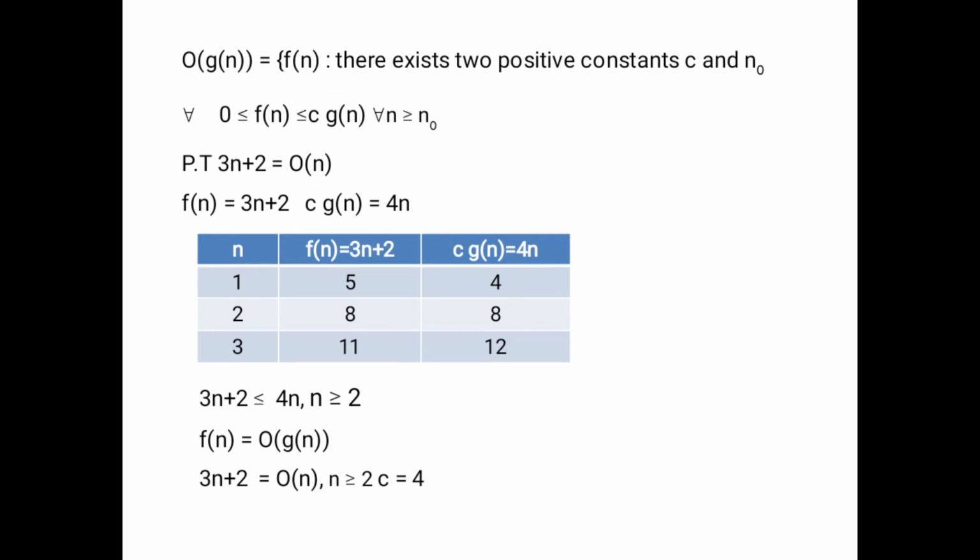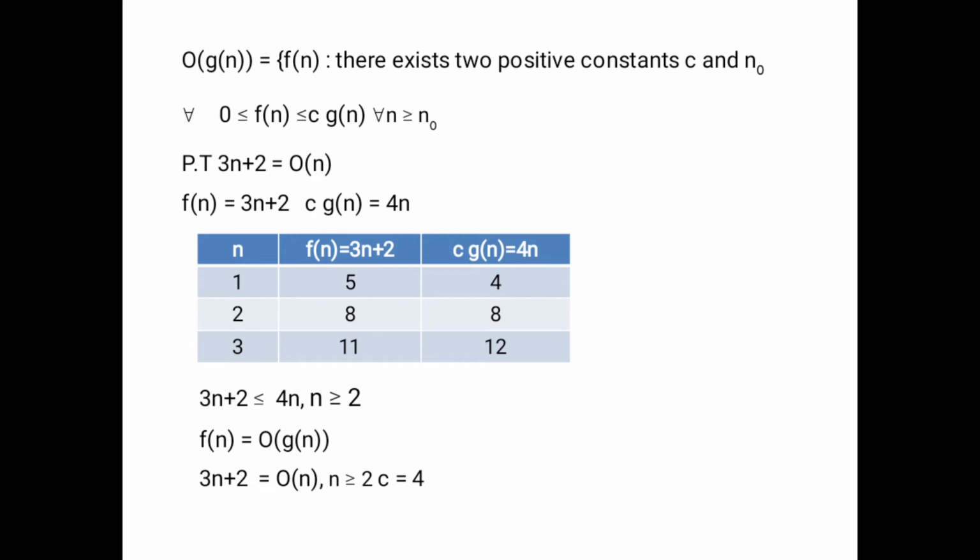Okay, prove that 3n plus 2 equals big O of n. That is an example just to take the value of big O of n. Consider the value of f of n equals 3n plus 2, and the second function c g of n equals 4n. So this is the concept, just to consider the values of two functions.